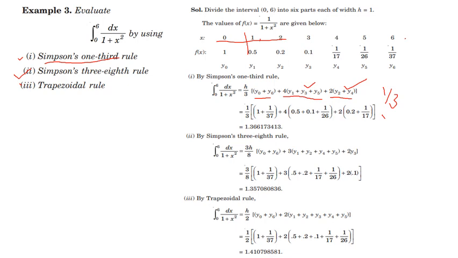And how do you remember the 3 by 8 rule? For the 3 by 8 rule, you can remember it like y0 plus yn, that is the first term plus the last term, plus 3 into all the terms except multiples of 3, plus 2 into the terms which are multiples of 3. So that is the 3 by 8 rule. This is how you need to remember it. And the trapezoidal rule is quite straightforward. So this is how you can remember these three formulas.